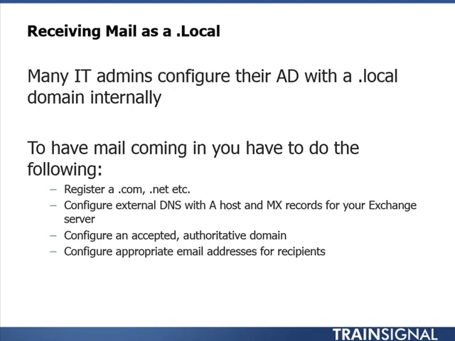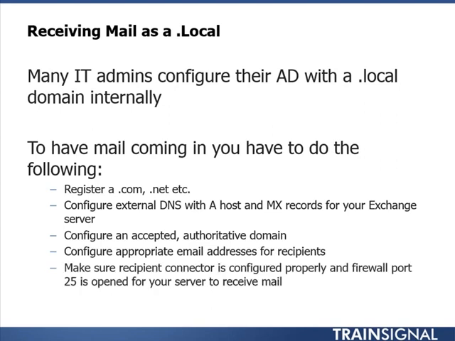You're going to configure an appropriate email address policy for recipients, and you can do this one recipient at a time, or you can configure the email address policy for a wide range of recipients. Then you're going to make sure the receive connector is configured properly and that firewall port 25 is opened for your server to receive mail. So this is all part of looking over the environment for our .local organization here that we have in front of us. So this is all part of working with a .local to ensure that mail can come into the organization, and then to ensure also that the email addresses are appropriate for the various recipients within your organization.